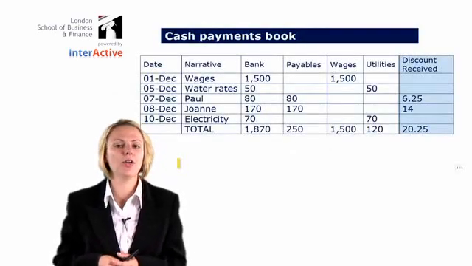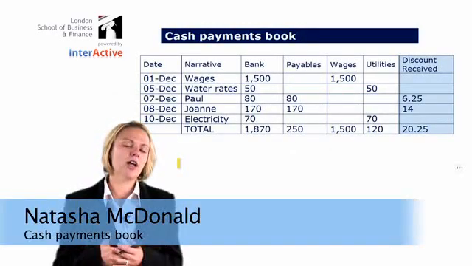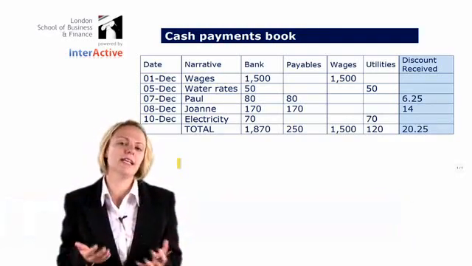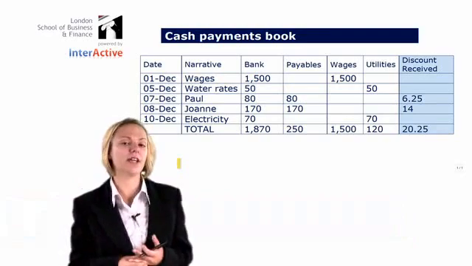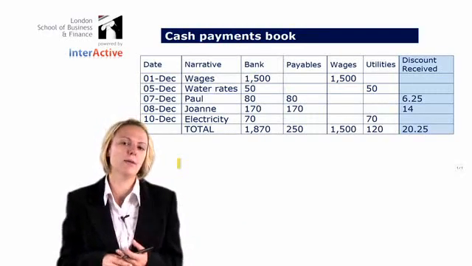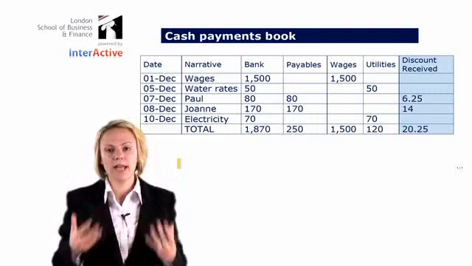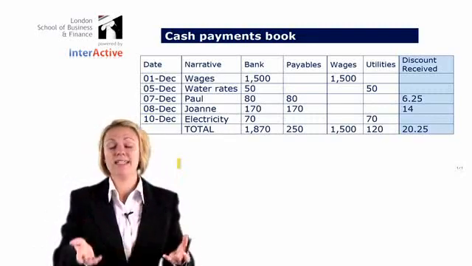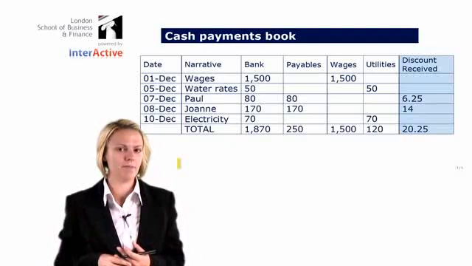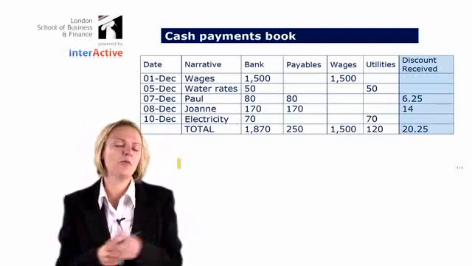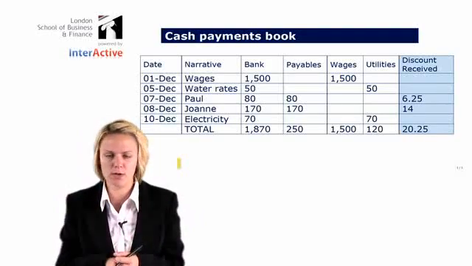In this session, we're now going to have a look at our cash payments book, another book of prime entry. Now, this represents the other side, or the other half of the cash book. We're now looking at payments out of the bank. If you remember in the last recording, we had a look at receipts into the bank. So, we're looking at the other side of the cash book now, our book of prime entry, cash payments book.